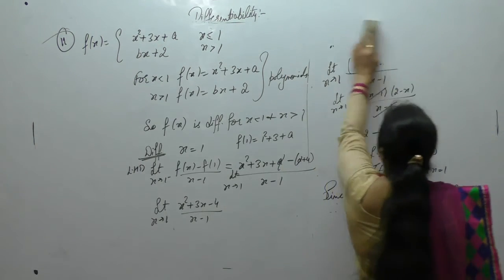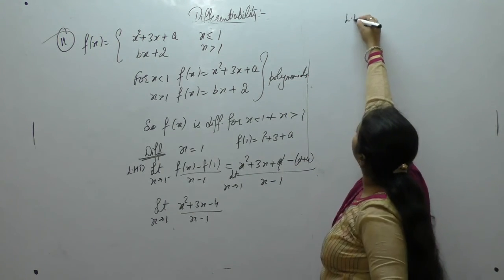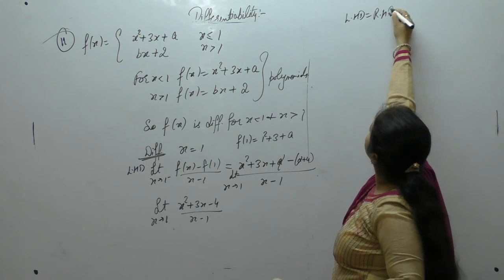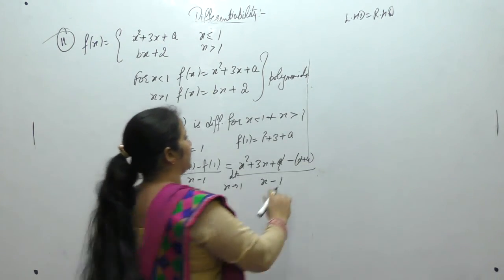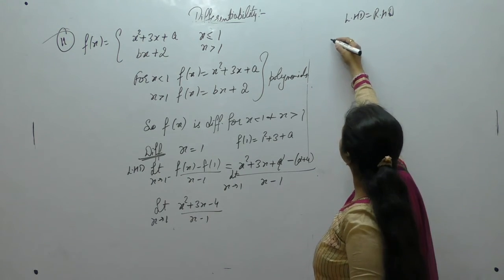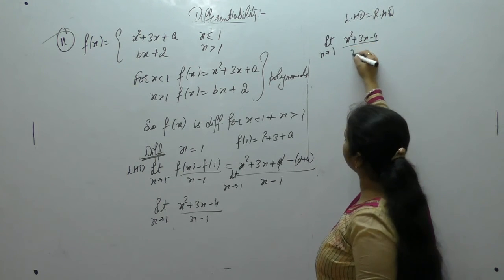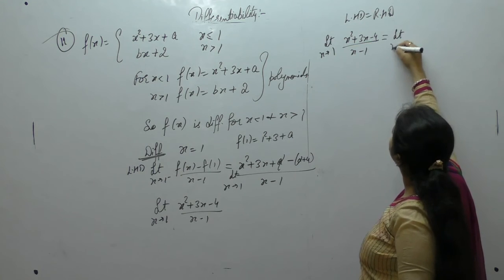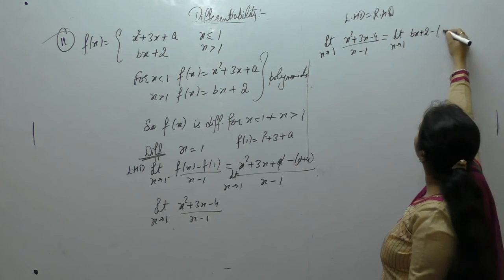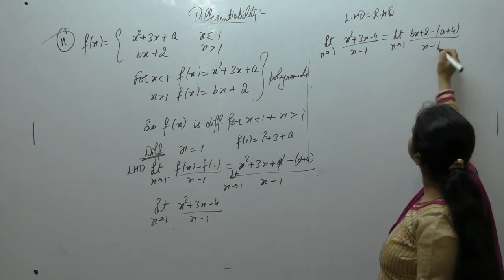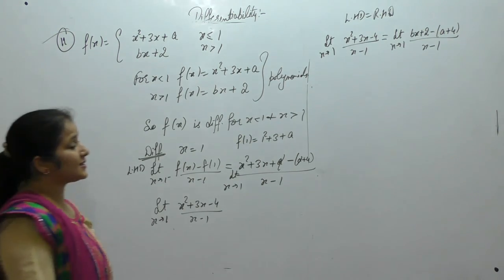Now हमें ये given है कि f of x is differentiable everywhere. So left hand derivative और right hand derivative equal होंगे. अगर differentiable है तो ये continuous भी होगा. First put left hand derivative is equal to right hand derivative. So left hand derivative we get limit x tends to 1, x square plus 3x minus 4 upon x minus 1. Right hand derivative is when x is greater than 1, bx plus 2 minus f of 1, which is a plus 4, upon x minus 1. Clear? Now factorize this term.